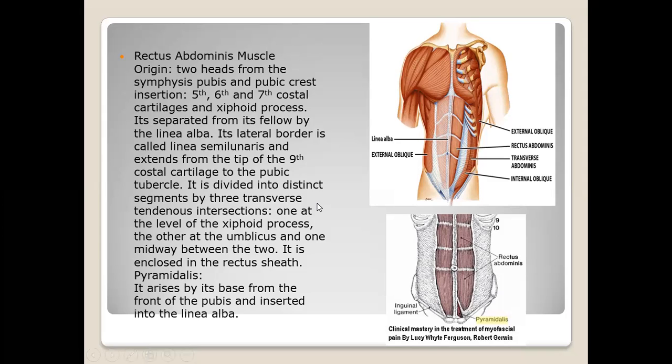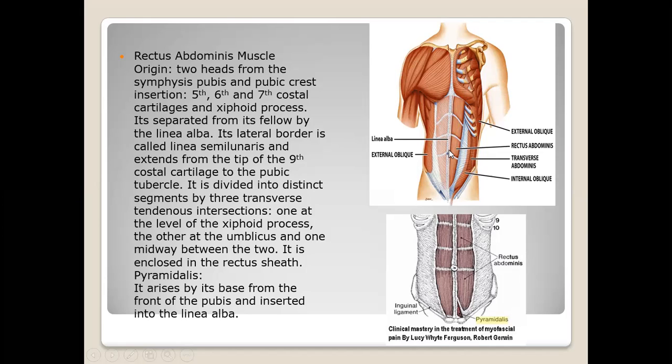It is divided into distinct segments by three transverse tendinous intersections. If you see, this muscle is divided into four parts by three transverse lines, three transverse tendinous intersections. Here you can see one is passing through the umbilicus, and one is near the xiphoid process, and the third one will be in between, which will divide this muscle into four parts. So this will give the six packs for the abdomen.